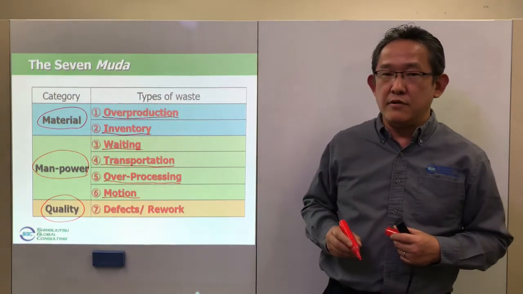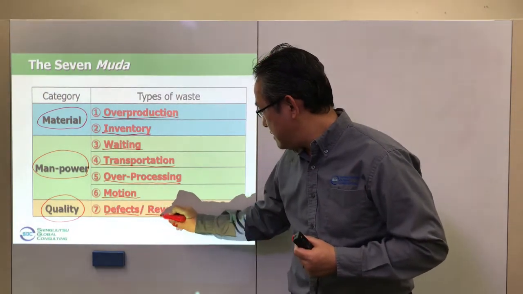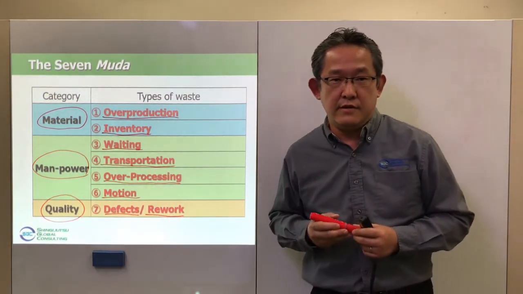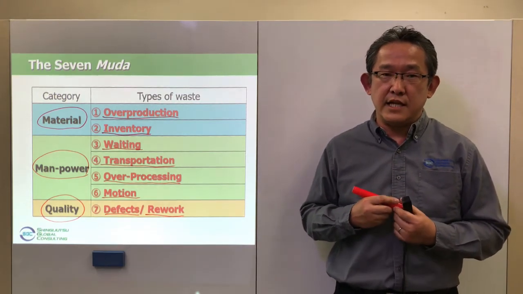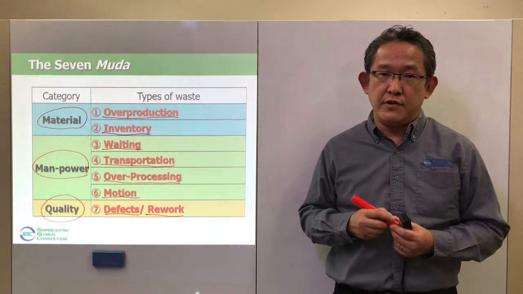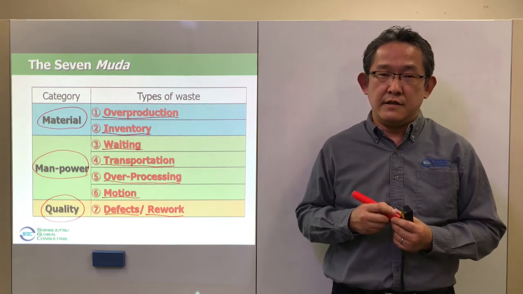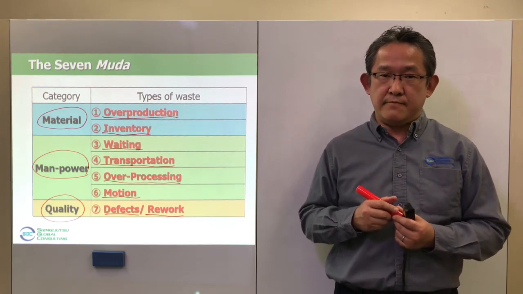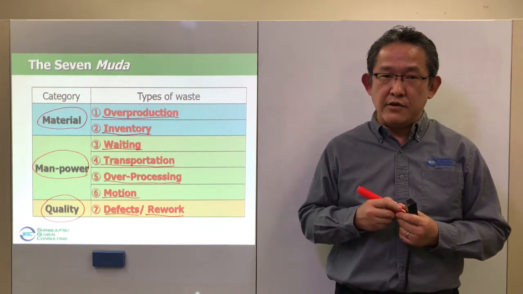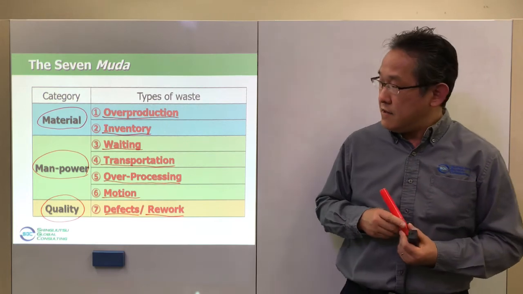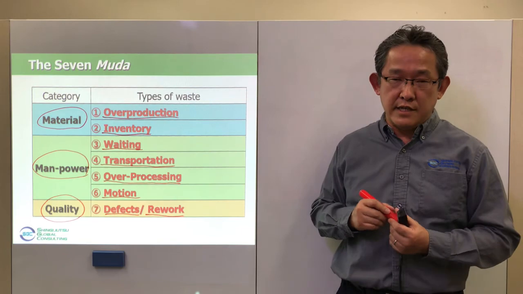The last Muda is related to quality. It is waste caused from defects and reworks. If there is a defect, it will become scrap and must be discarded. Also, repairs and any rework are wastes that add to costs. It's necessary to get rid of defects and rework through Kaizen activities. These are just a handful of Muda examples, but there are many others.